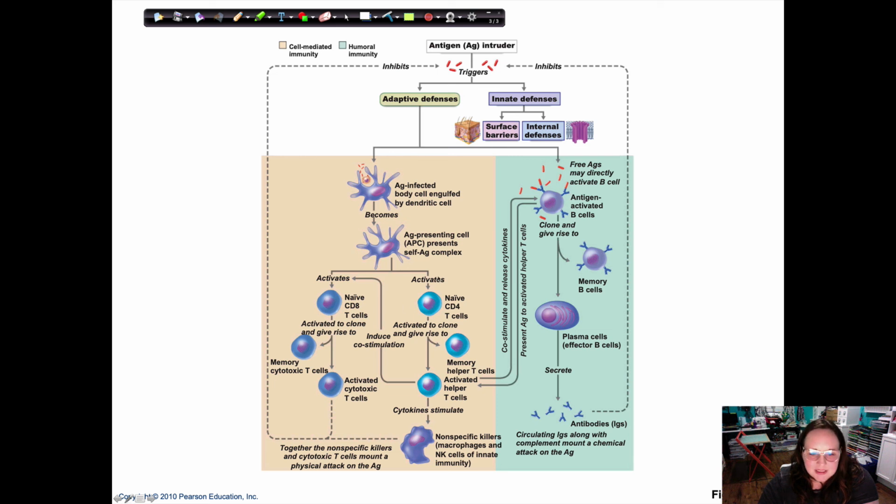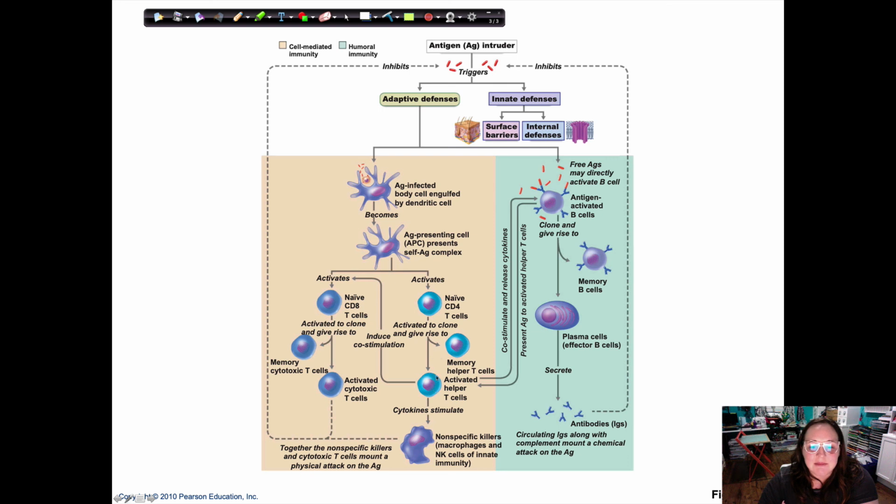On the CD4 side, remember that the CD4 is directly activating the CD8 cells, but don't forget that the CD4 cell was also important for activating the B cells. Okay, so it is kind of a link between cell-mediated and humoral immunity in terms of the adaptive defense system.